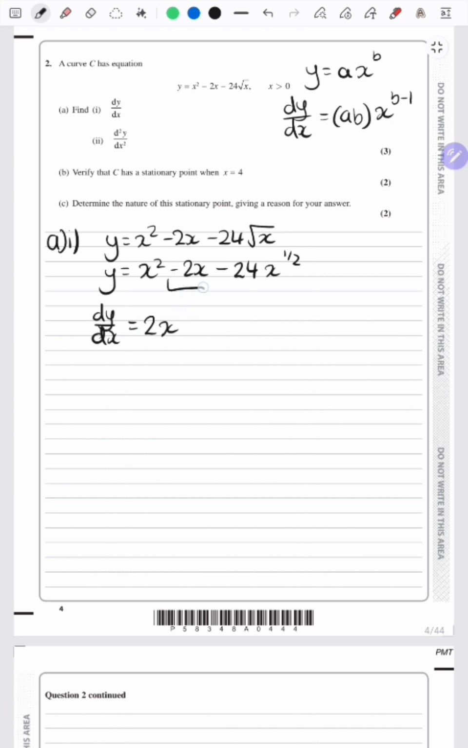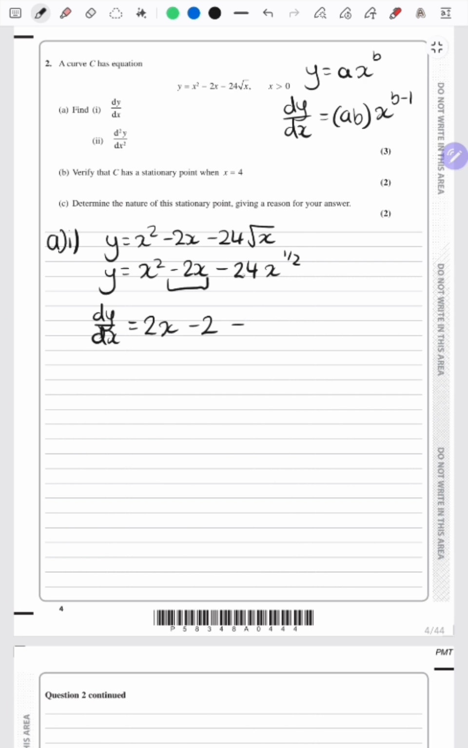We don't need to write the 1 here, so we just have 2x. Moving on to the next term, we have minus 2x. The x here has a power of 1, which we don't need to write, so we do 1 times minus 2, which gives us minus 2, and then we need to reduce the exponent by 1. We have x to the power of 1 here. 1 minus 1 is 0, so we have x to the power of 0. Anything to the power of 0 is 1, so we can rub this out and we have just minus 2.